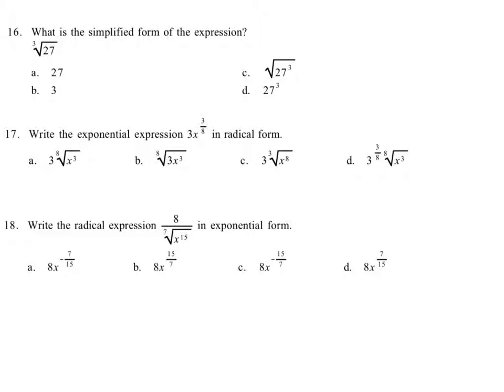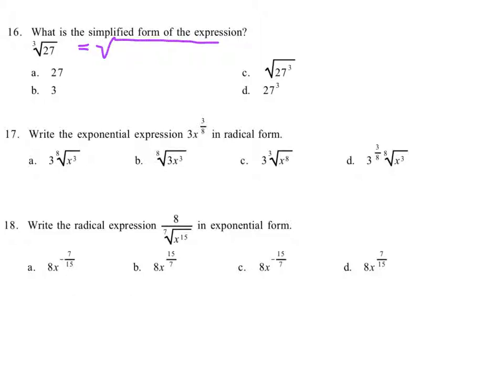Okay, what is the simplified form of the expression? Number 16. If we are cube rooting something, what we're essentially saying is we need to find out what number is multiplied together 3 times to get what's inside that radical symbol. You see it's a 27 in there.